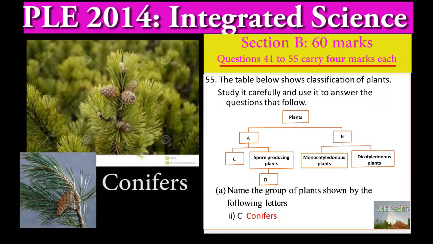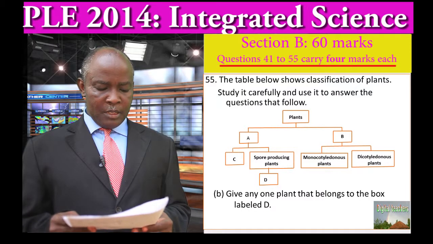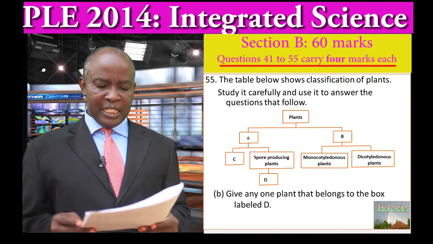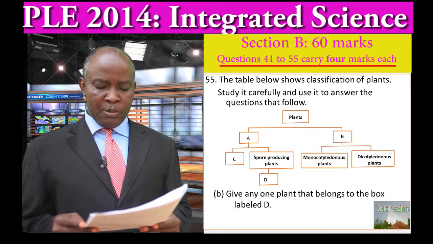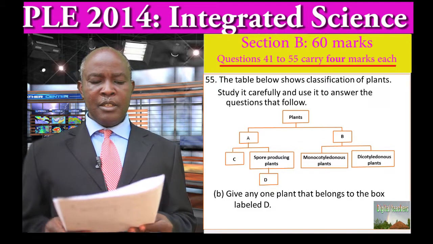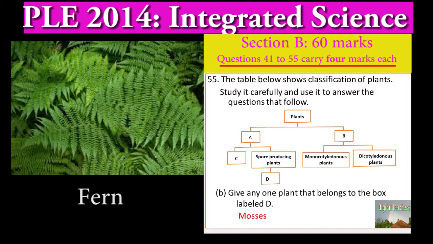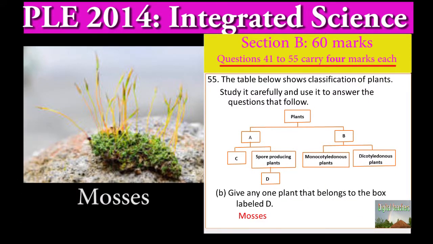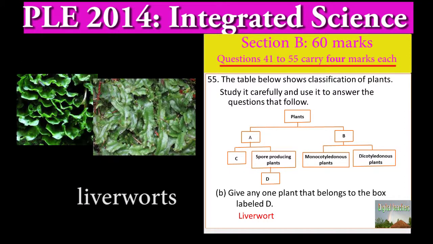C. We have conifers. Conifers produce seeds but not flowers. D. Give one plant that belongs to the box marked D. Under spore producing plants we have fern, mosses and liverworts.